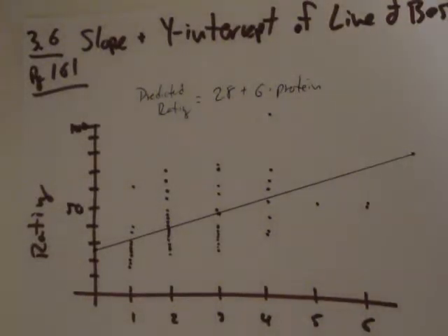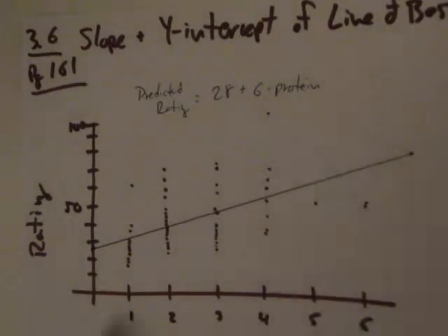Alright guys, so taking a look at section 3.6, we're going to look a little bit more at the slope and the y-intercept of this line of best fit. Okay, so here's how it works. If you remember the equation for the line of best fit, it had this particular format.